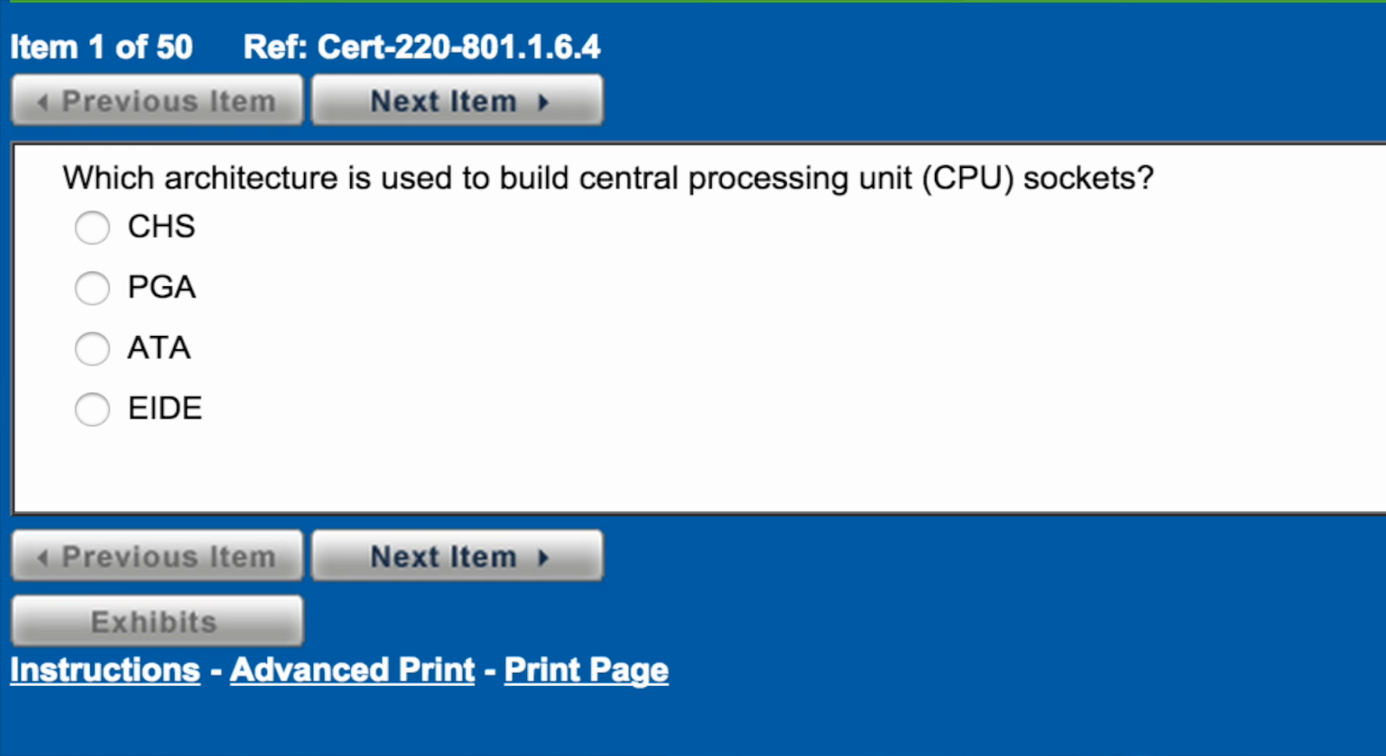The first question is: which architecture is used to build a central processing unit, or CPU, socket? The options are CHS, PGA, ATA or EIDE. Today's CPU sockets are built from a pin grid array, so that's going to be PGA. It speaks for itself. All the other ones don't make any sense towards the actual CPU socket at all. So it's a pin grid array.